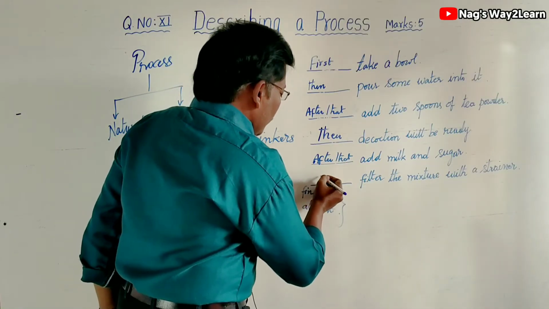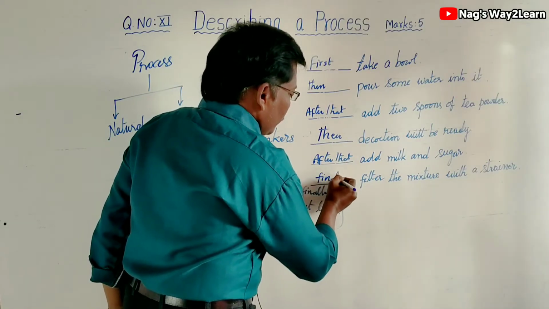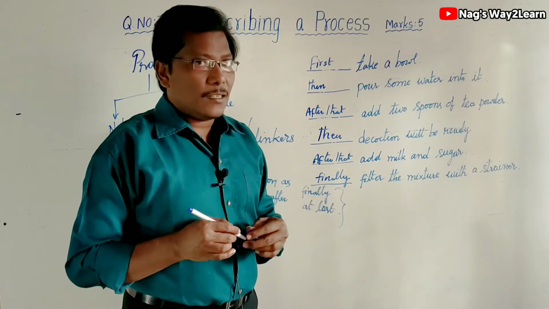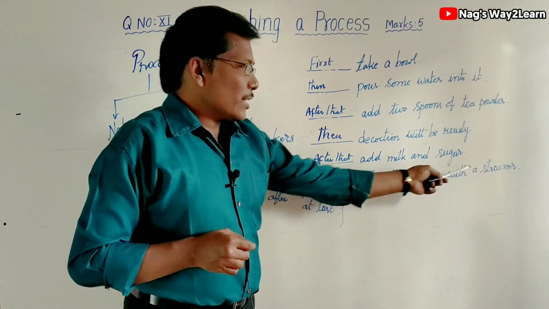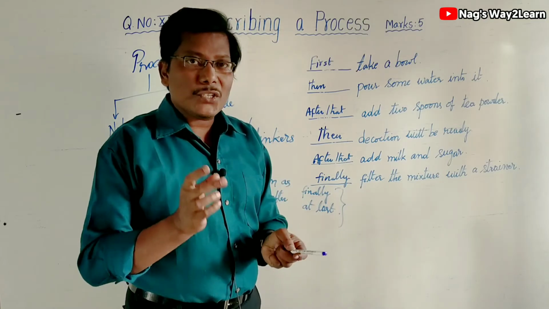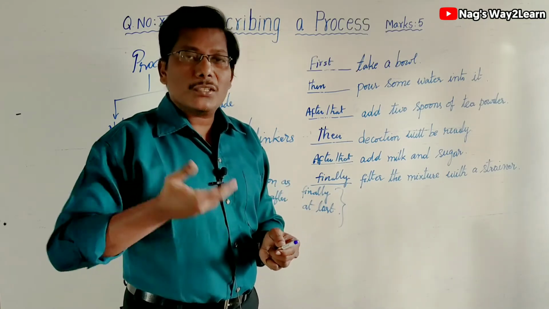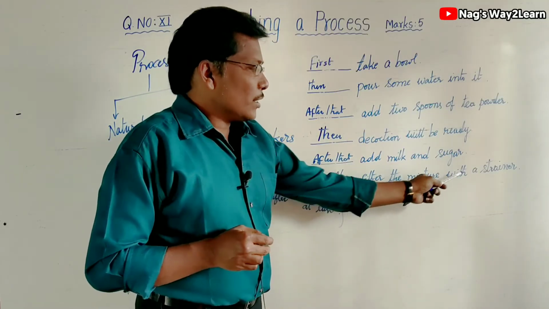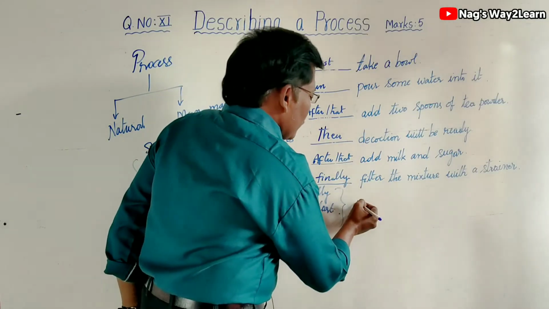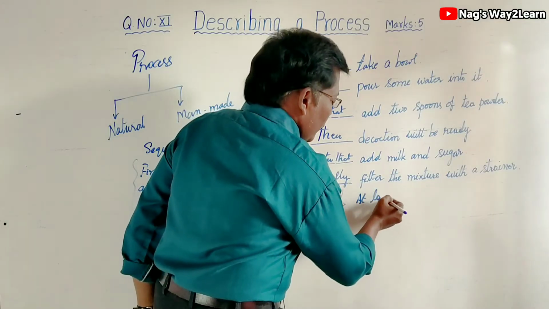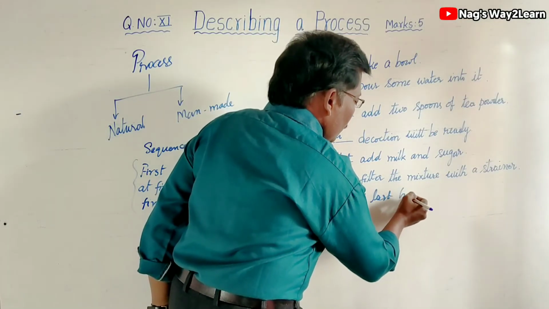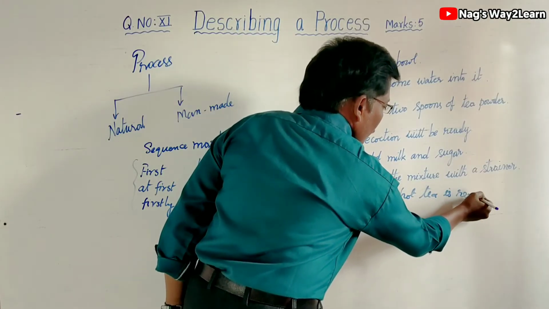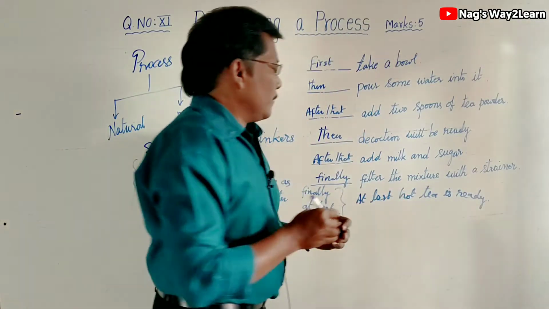And finally, filter the mixture with a strainer. Strainer is a thing which we use to filter out the waste tea powder. Okay, so finally filter the mixture with a strainer. At last, hot tea is ready.